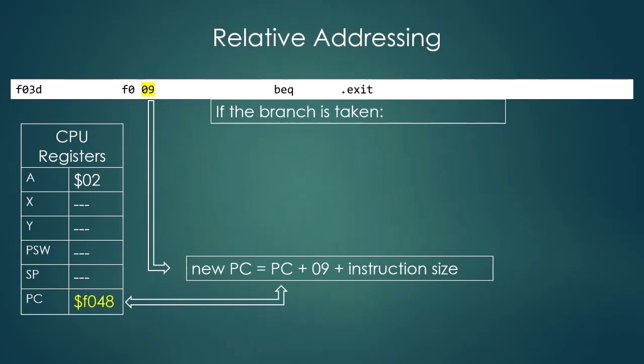The 6502 conditional branch instructions use relative addressing. If the CPU evaluates the condition as true and takes the branch, it will add the 8-bit relative displacement to the program counter. The displacement can be positive or negative, ranging from negative 128 to positive 127.